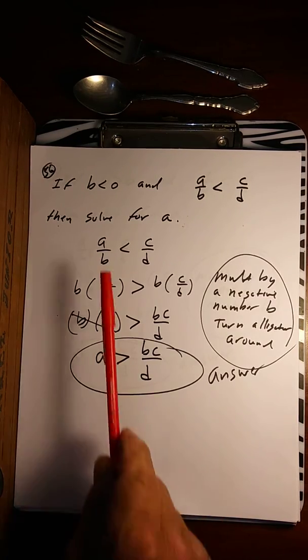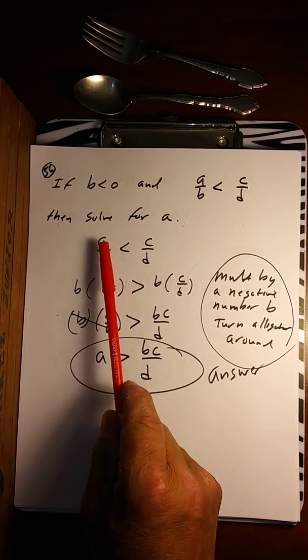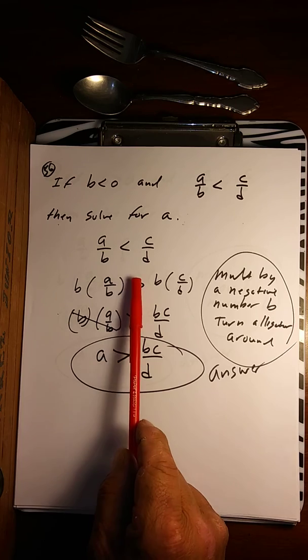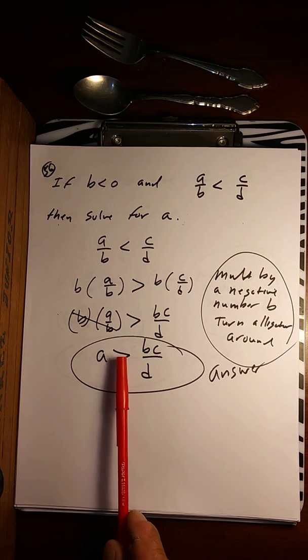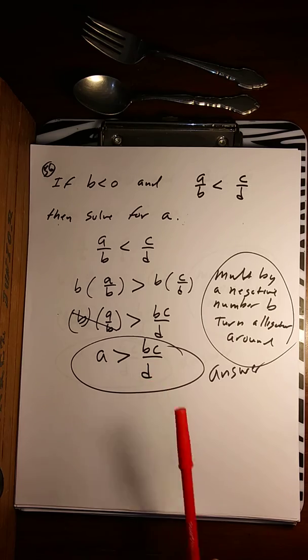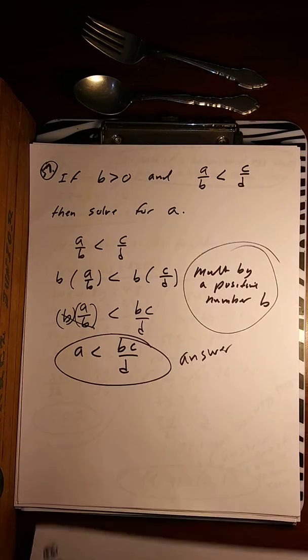If A is less than B, then B is less than 0. It's a negative. So you multiply by B, which is a negative sign. You say the alligator turns around the other way. So that means you have A is greater than BC over D. Multiply by negative, turn the alligator around.